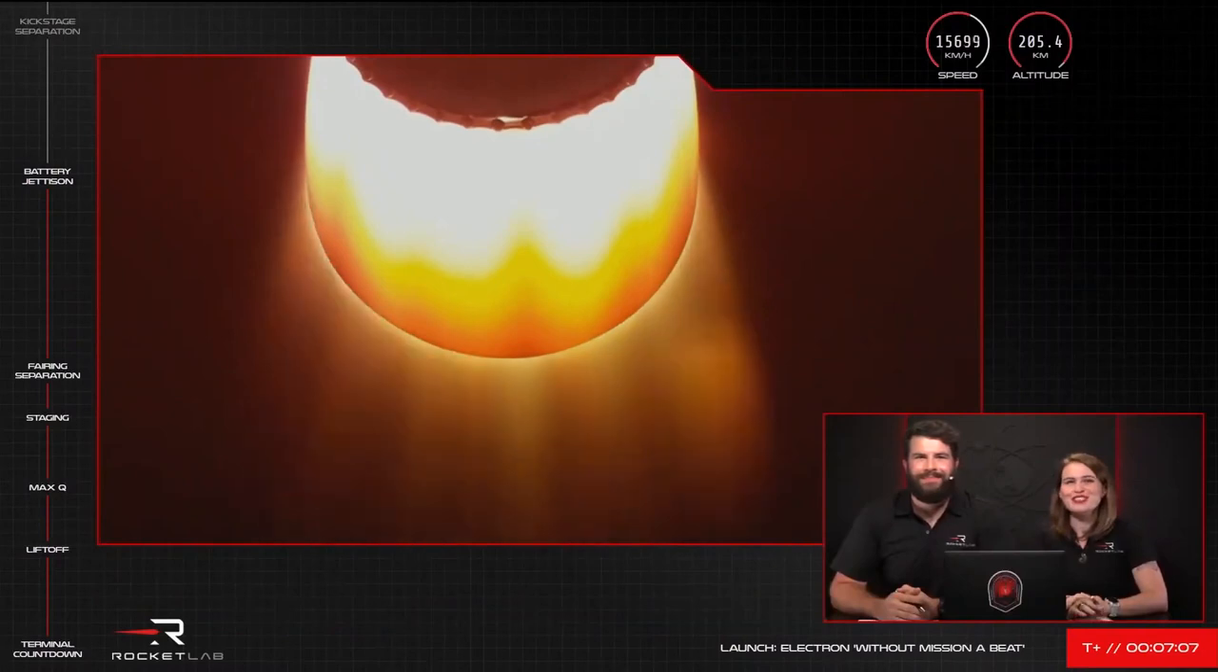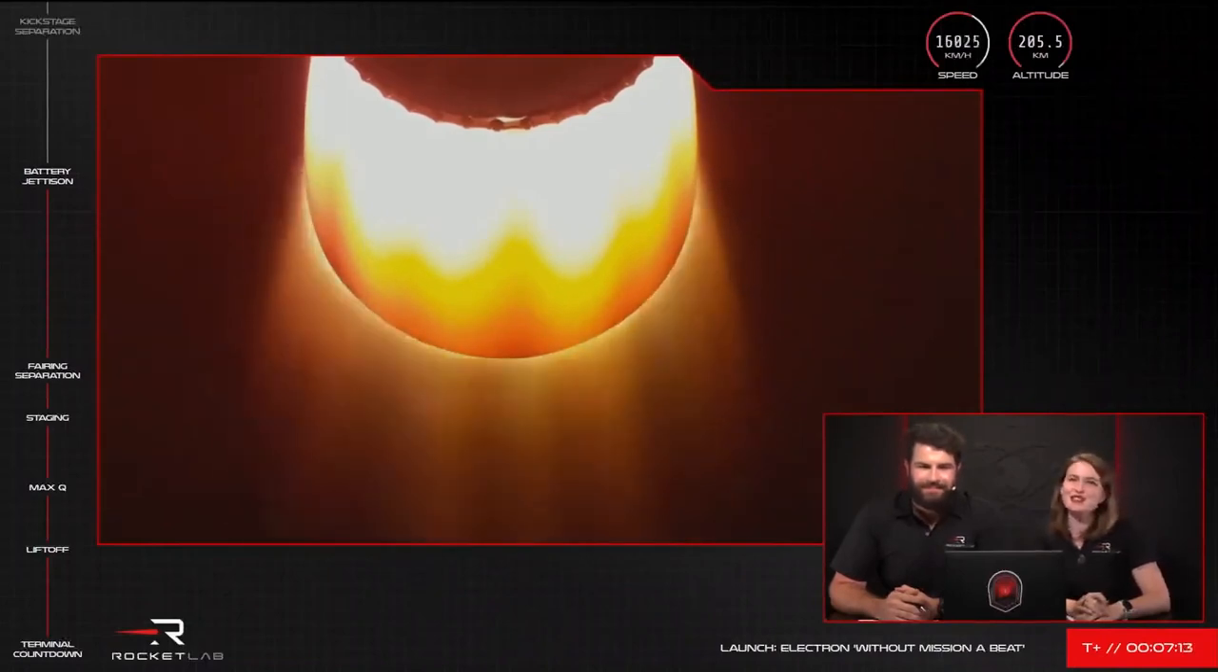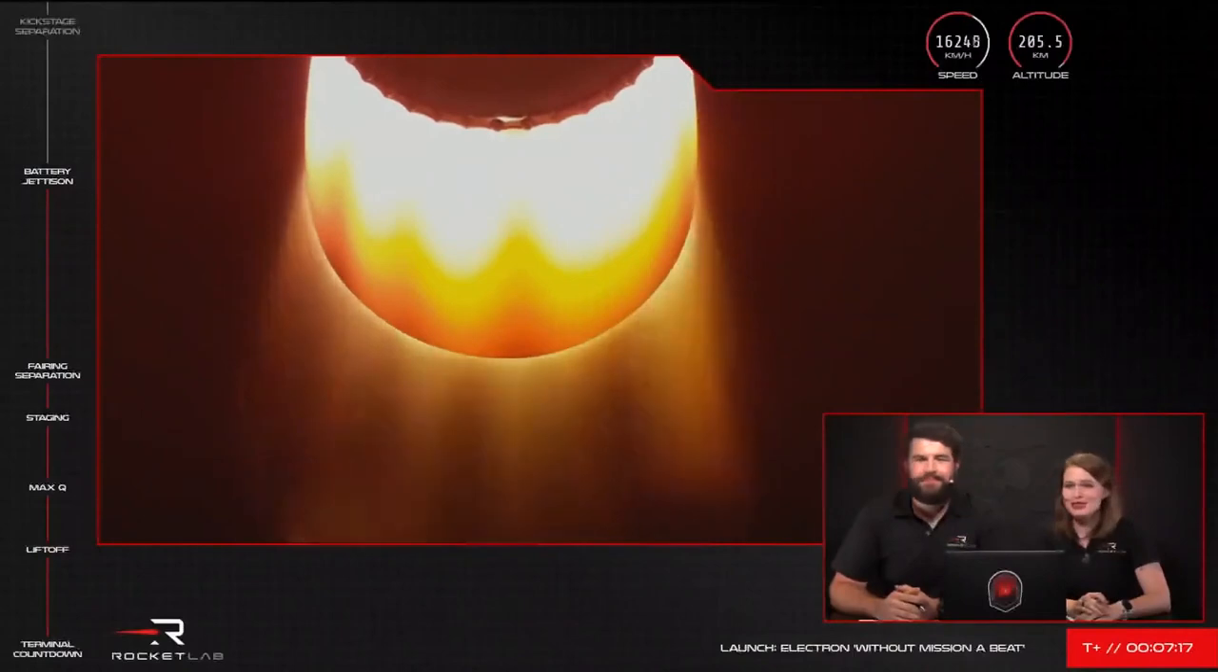And there goes the call for a successful battery hot swap. You've seen the shiny silver object on your screen falling away from the second stage engine. Electron continues well onto its target 430 kilometers orbit, traveling at a speed of 16,000 kilometers per hour and an altitude of 200 kilometers.